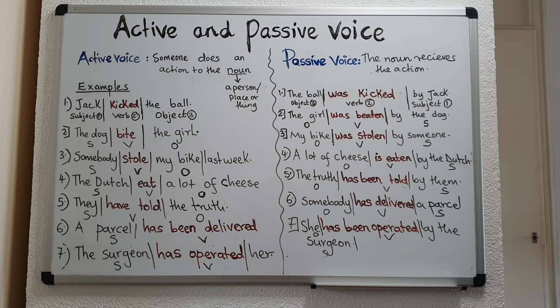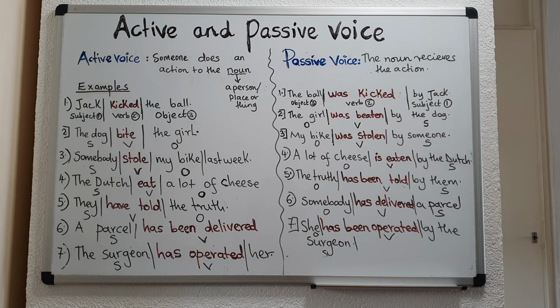So in other words, you're simply reporting to someone. Imagine that someone says, Jack kicked the ball. And then someone asks you, what did Jack do to the ball? What happened to the ball? The ball was kicked by Jack. So this time we begin with the object, followed by the verb, and we end with the subject. But next to the subject, we always add the word by. The ball was kicked by Jack.